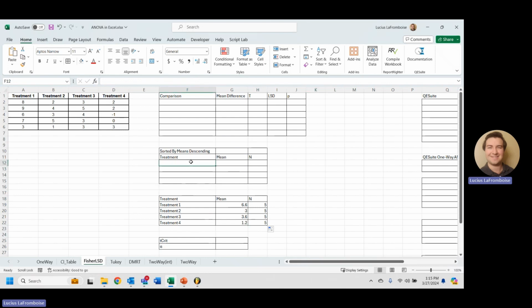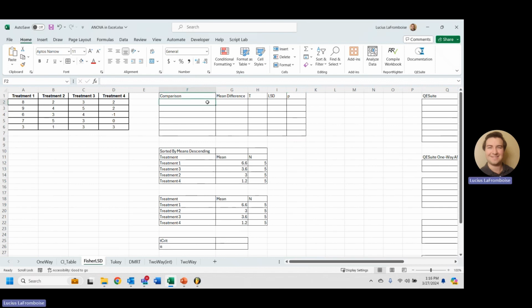Okay, now we need to sort by the means in descending order. So what we're going to do here is take each of these treatments and sort them by our mean. So we're going to use the SORTBY function. Select this entire array, by our mean array. So we're sorting by our mean, and we're going to say -1 for descending order. Enter, and there we go. Everything is sorted. The reason we're sorting is because QE Suite's going to sort it, and we want this to look exactly like QE Suite.